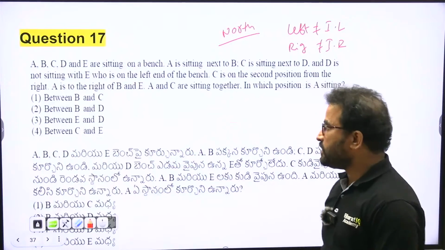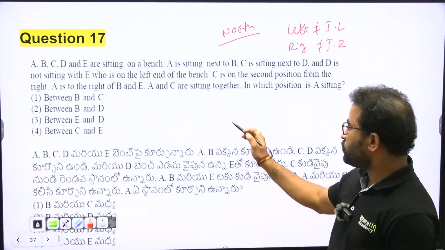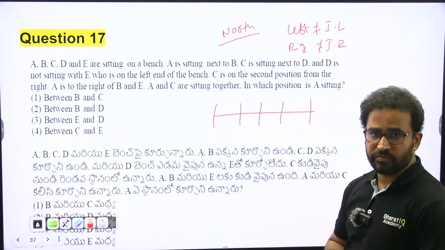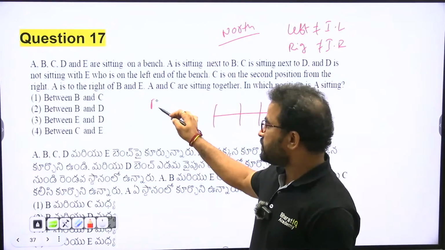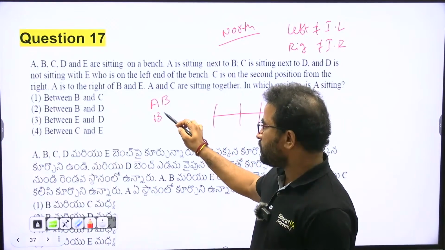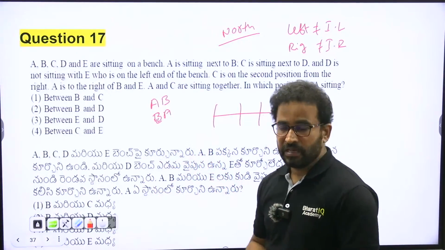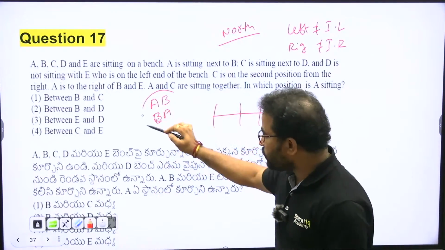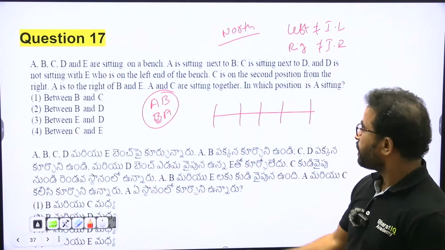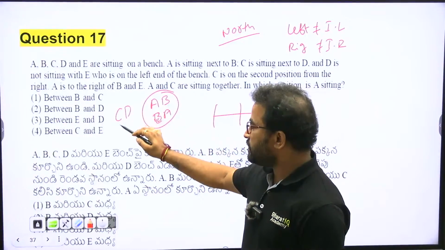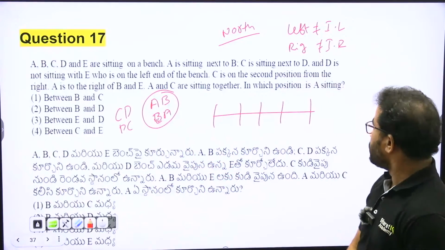Look at this one. A, B, C, D are sitting on a bench. A is sitting next to B. A is sitting next to B, and the total number of members is 5 here. A is next to B means there may be a chance of AB, otherwise BA. Don't write that A is only left and B is only right in that way. Always remember that there are 2 possibilities here. Next one: C is next to D. There may be a chance of CD, otherwise DC. So that thing you need to remember.